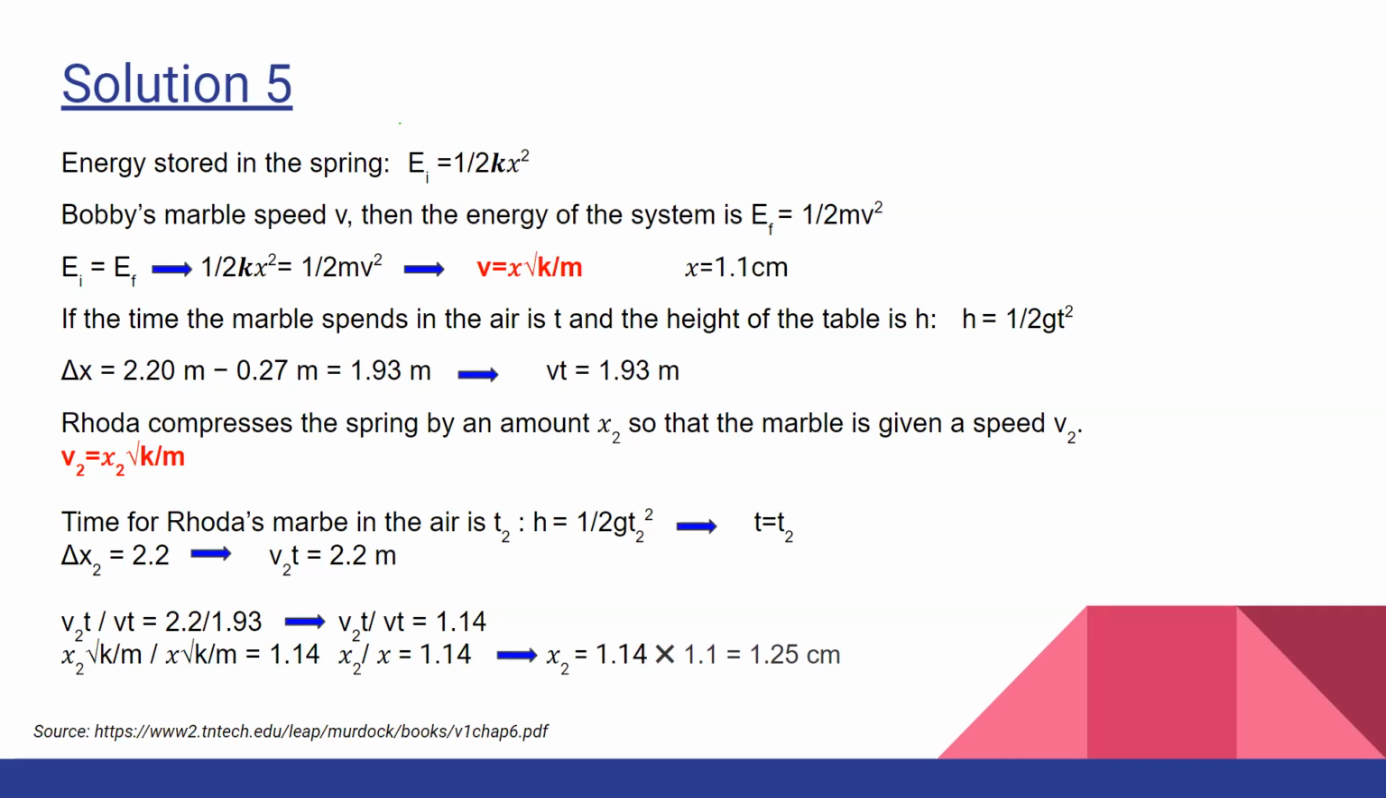The square root of k over m cancels on both sides. It's the exact same spring, and the balls are the same as well, so m and k are the same. We can reduce this entire thing to just x2 over x is 1.14. So Rhoda has to compress the spring by an amount that's 1.14 times the amount that Bobby compressed it. Bobby compressed it by 1.1 centimeters, so you multiply that by 1.14, and you get about 1.25 centimeters.